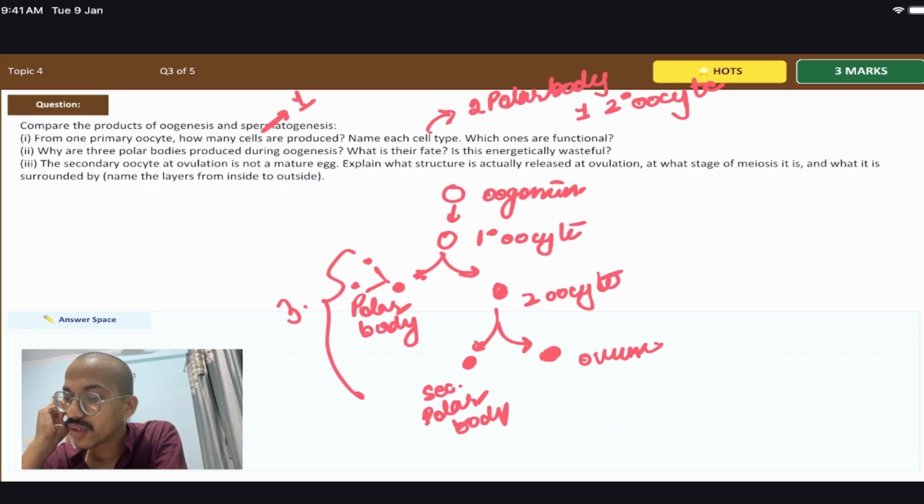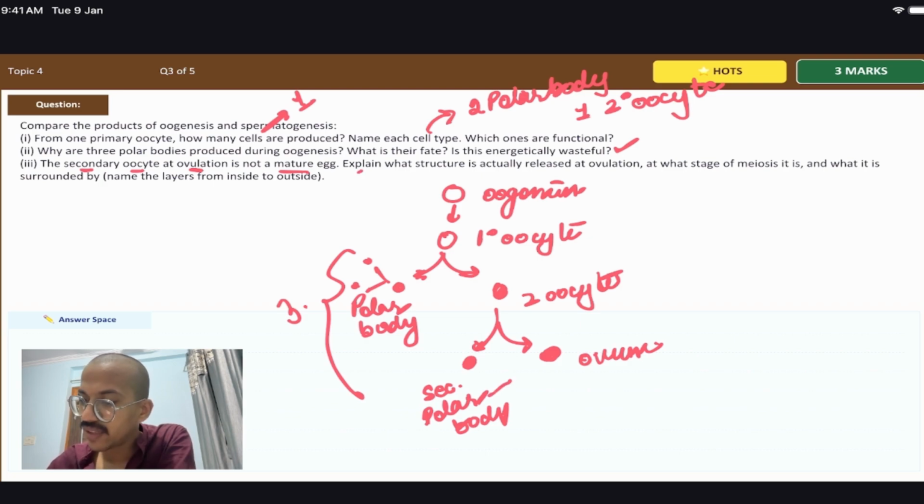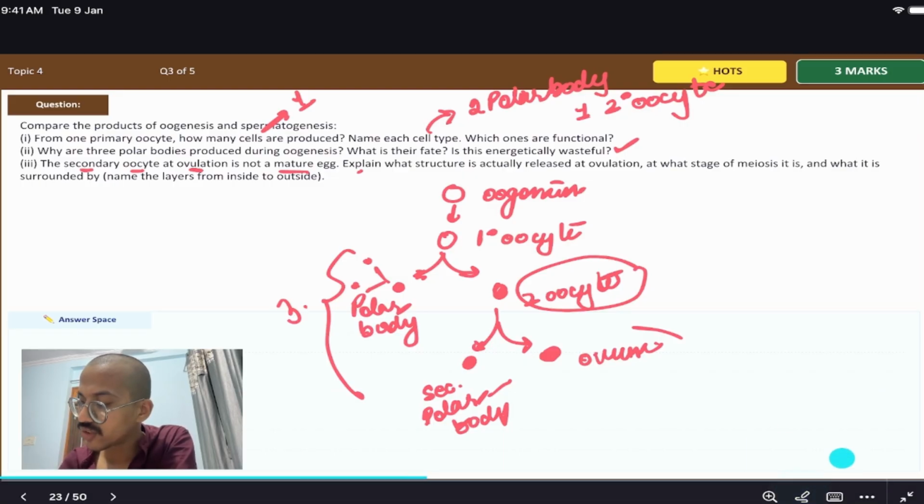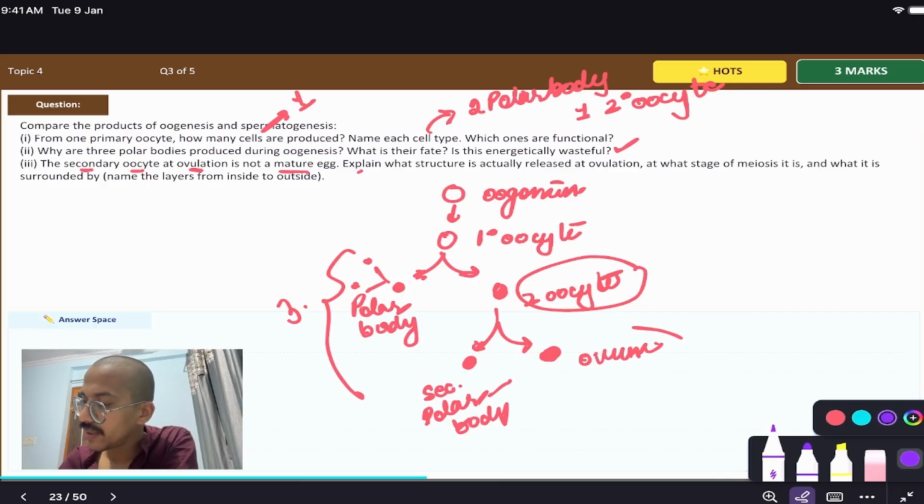Now the question is why they are being formed? To maintain or balance the quantity of the ploidy. Okay, what is their fate? They will degenerate. Is it energetically wasteful? Yes, it is. But it is important for the ploidy level maintenance. The secondary oocyte at ovulation is not a mature egg. The secondary oocyte which comes out at ovulation is not mature enough because it is still restricted at the metaphase.